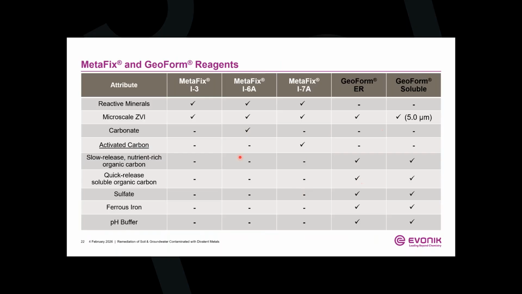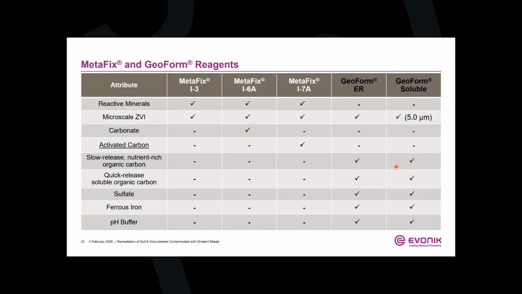Now, they contain no organic carbon of any type. They're strictly inorganic reagents. Now, looking at the geoform reagents, both geoform ER and geoform soluble contain zero valent iron. Geoform ER contains granular ZVI in the range of about 50 to 150 microns. Geoform soluble contains very fine 5-micron iron. The objective here is that geoform soluble can be put through a well screen, or for sites where you want to do that type of emplacement.